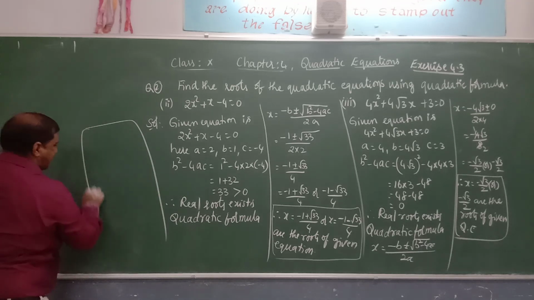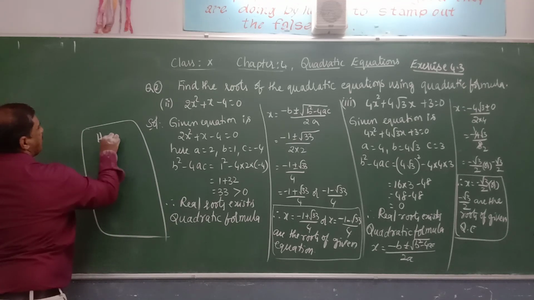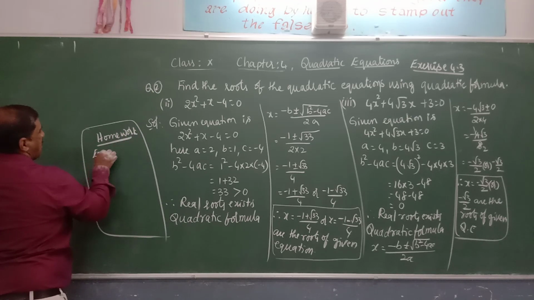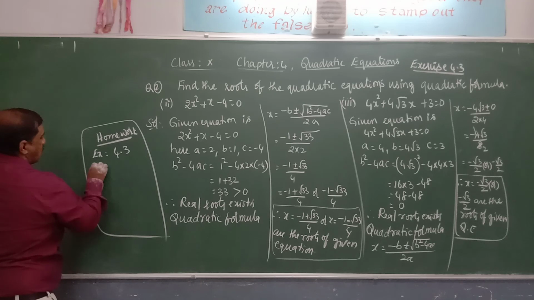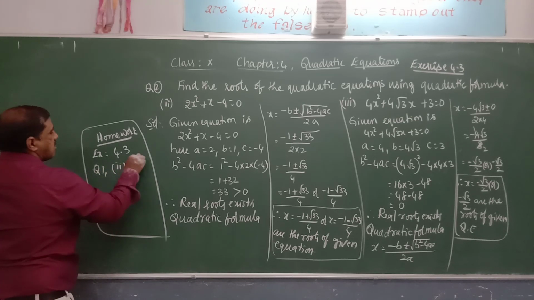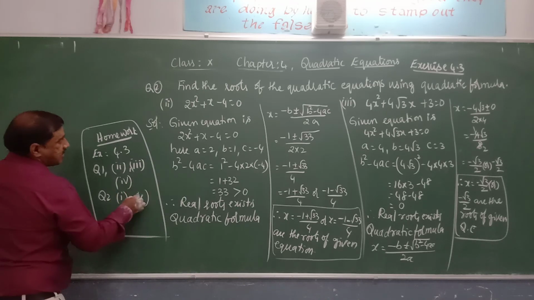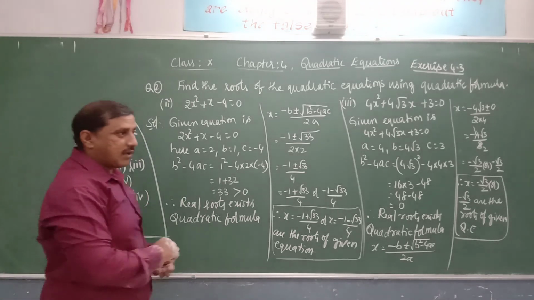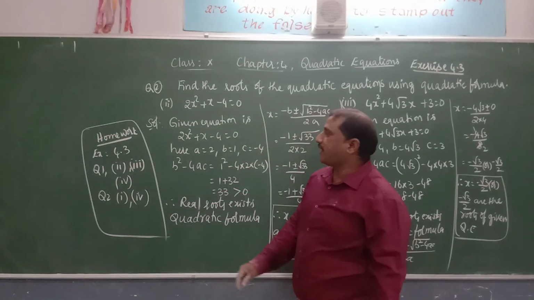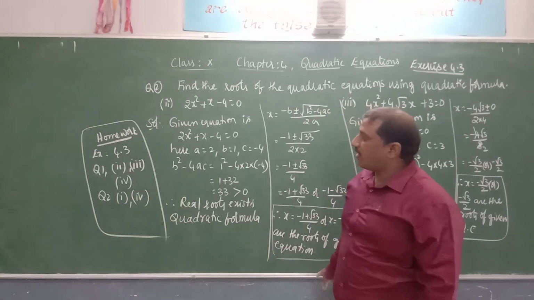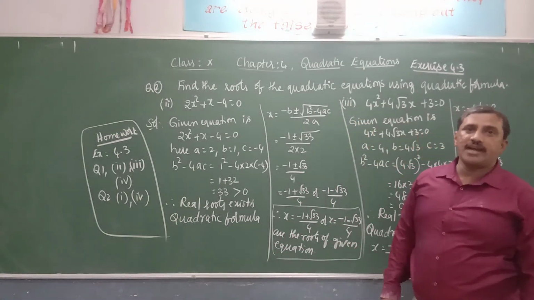And your homework for today is exercise number 4.3, question number 1, second bit, third bit, and fourth bit. Question number 2, first bit and fourth bit. So your homework is exercise number 4.3, question number 1, parts 2, 3 and 4, and question number 2, parts 1 and 4. I hope you understand. Thank you very much.